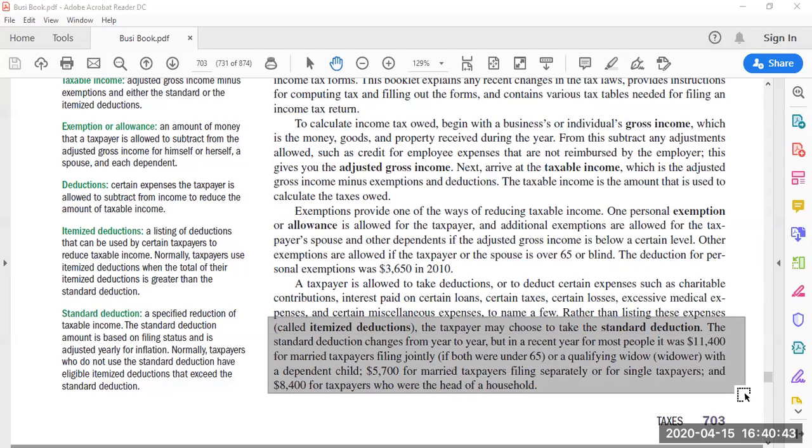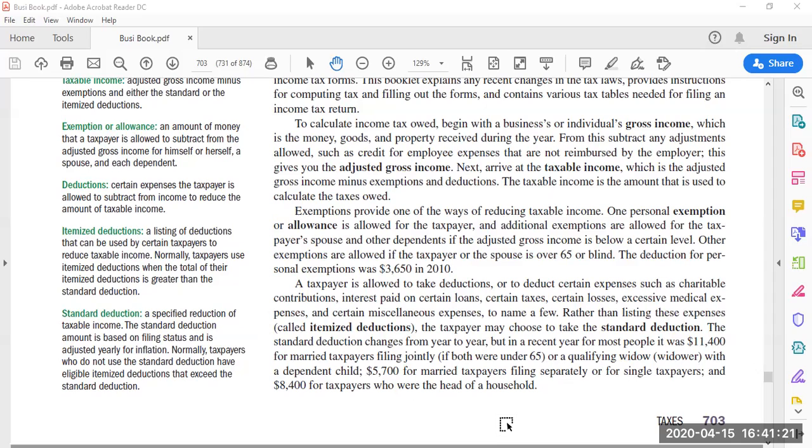The standard deduction does change, but in the recent year, for most people, it was $11,400. Now remember, this is very outdated, but you get the point. They are giving you an amount, and that amount you use to deduct from your adjusted gross income to arrive at your taxable income. So what we all have to do is every year we'll get an instruction booklet from the IRS, and in that booklet it will give us what these numbers are, and we would use the current numbers for the year that you're filing your tax return. So once again, these are just numbers, but the concept is the same.